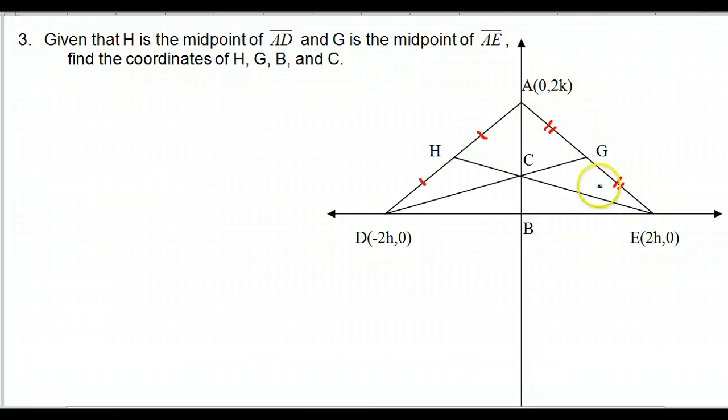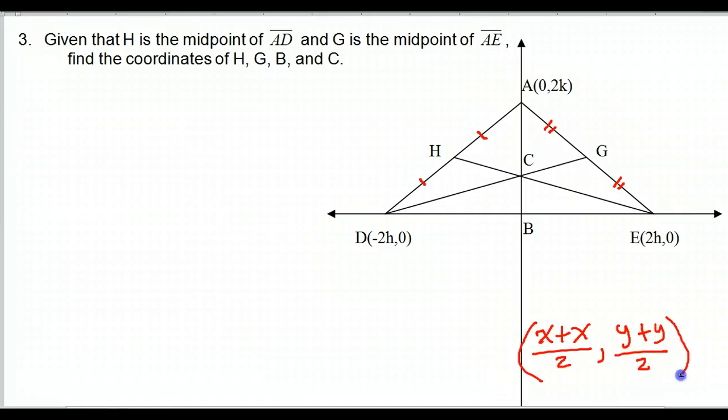But remember, when we talk about midpoint, it's like this. The midpoint is x plus x divided by 2, comma, y plus y divided by 2. Alright? That is how you find the midpoint. You take the average of the x's, and that will give you the x value. You take the average of the y's, and that will give you the y value of the midpoint. So that's all I'm going to be doing to find H and G. Okay, let's start with H. Okay, let's focus on that.